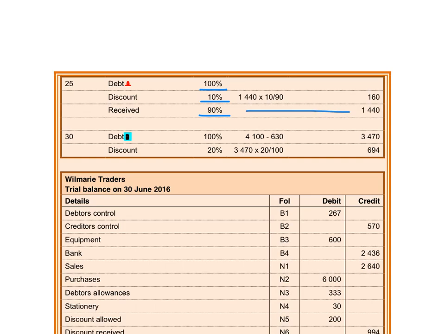If we want to calculate the discount, the percentage that we want, 10, divided by the percentage that we know, 90, times the amount will give us 160 Rand. So it's very important to determine whether they give you the total debt or whether they give you the amount received. So because the amount received was given, it means that the amount that was given is equal to 90% of the debt.